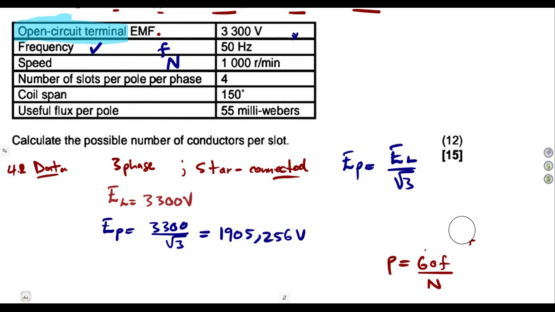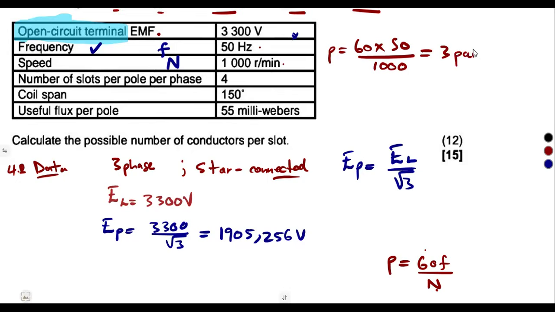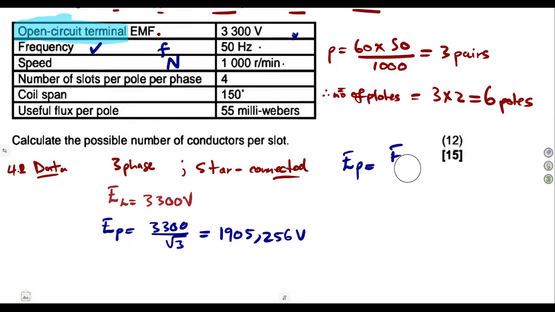So that is for the pair poles. You can calculate those pair poles: 60 times the frequency, which is 50, over the speed in revolutions per minute, which is 1,000. So we obtain our pair poles, which is 3 pairs. From there, we can calculate the number of poles. Remember, pair means we are dealing with two things, so it's 3 times 2 to have the exact number of poles, which is 6 poles. The way I'm looking into this question is like a similar question I did.